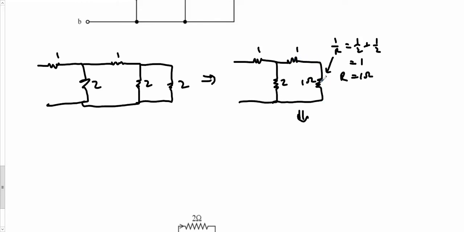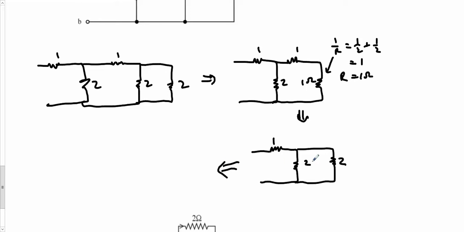So I'm going to rewrite the rest, the stuff I'm not touching, that's a 1 and a 2. And I'm going to combine these 2 resistors into just one resistor. They're in series with each other. 1 plus 1 is 2. Now these two are parallel to each other. So that stays the same, this is still 1.